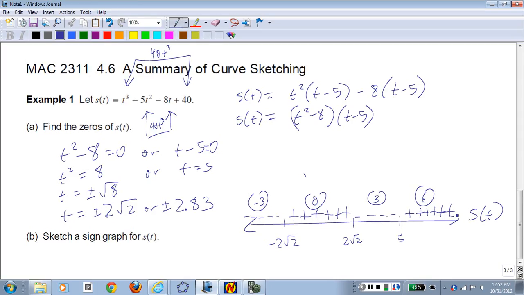So the function s does not have any zeros with even multiplicity. All three zeros have odd multiplicity, so we do get a minus plus minus plus, swapping back and forth in the sign graph. We don't have it failing to change signs on either side of the zero.